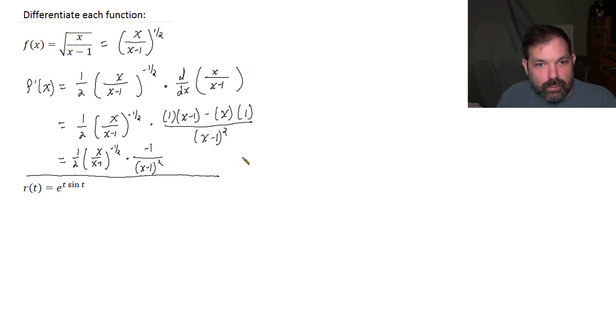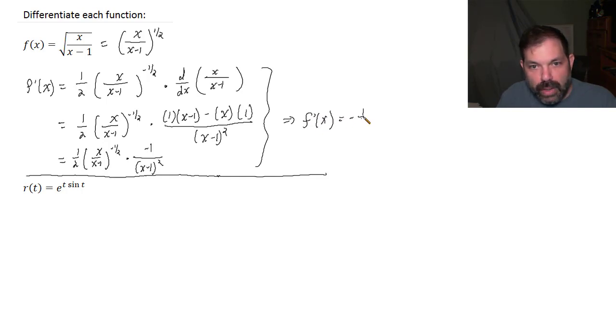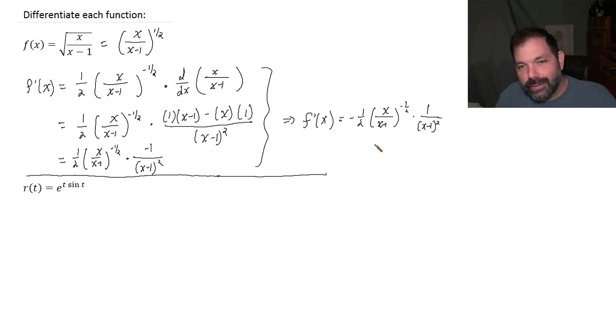All right, so what I would do then is bring that negative out front. So I would write f prime of x is maybe negative 1/2 times x over x minus 1 to the negative 1/2 times 1 over x minus 1 squared. There are ways we could simplify this by taking the x over x minus 1 to the negative 1/2 and rewriting that with a positive exponent and simplifying it. But is it really necessary? I don't know. So I'll just leave this one alone.